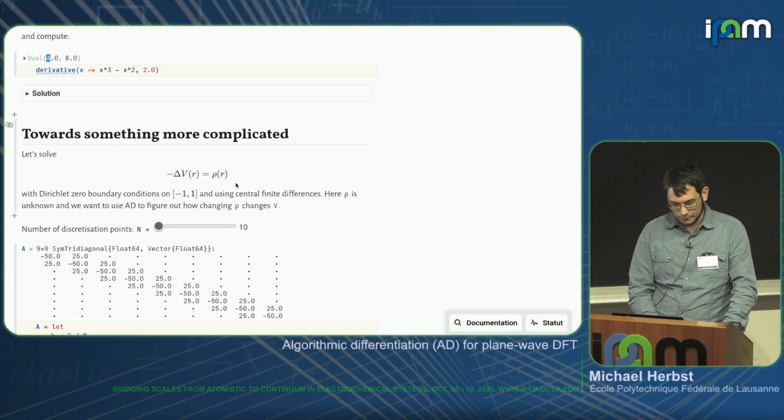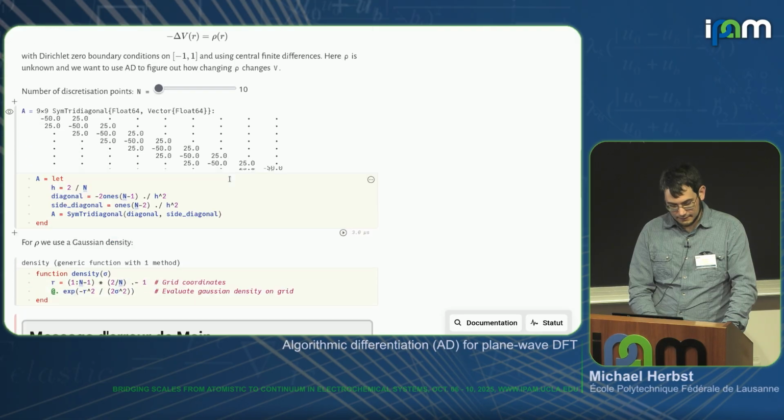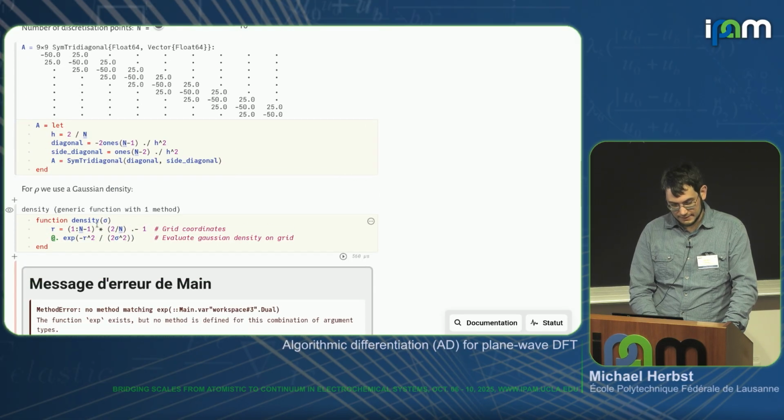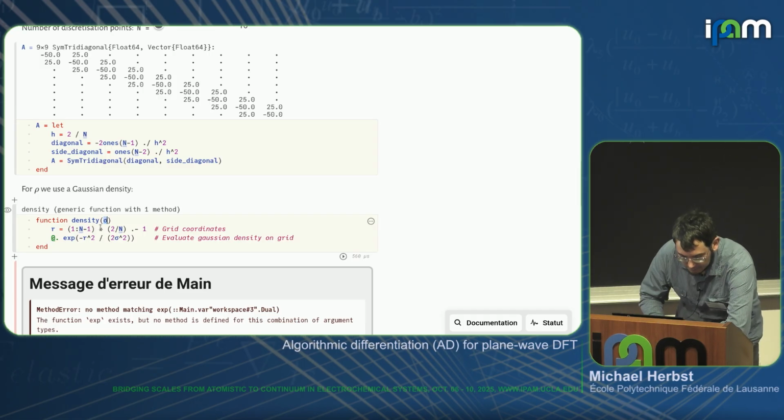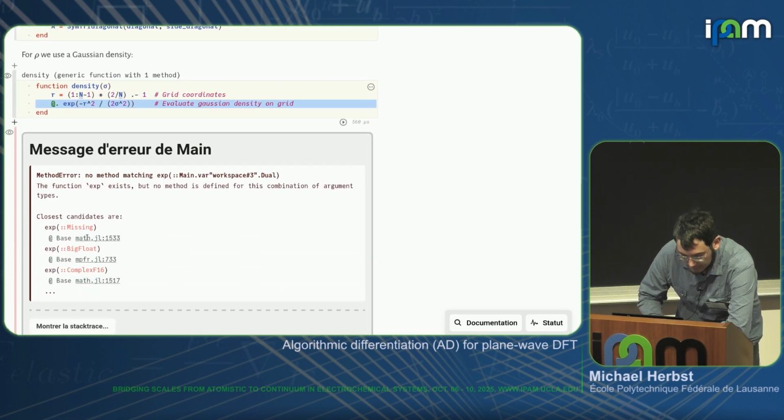So now we want to solve Poisson's equation, and we have a density, right? And for the density, we will introduce a parameter, which is a sigma. That's kind of the width of a Gaussian, okay? So here I take the width of a Gaussian. I have my grid coordinates. I use finite differences here. And then here I just evaluate the Gaussian on the grid.